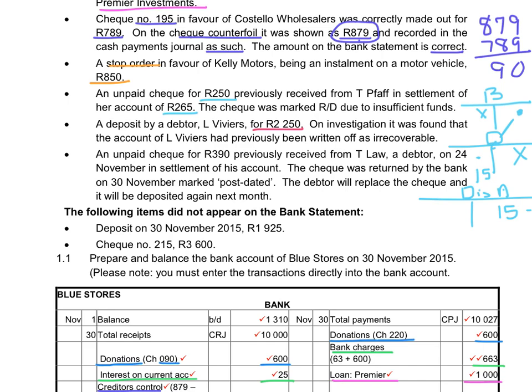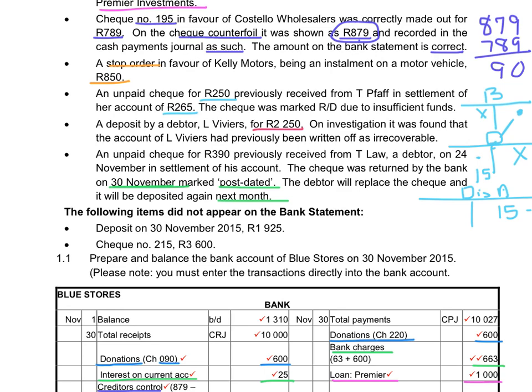An unpaid check for 390 previously received from T Law, a debtor, on the 24th of November in settlement of his account. The check was returned by the bank on the 30th of November, marked post-dated. The debtor will replace this check and it will be deposited again next month. If we receive a post-dated check, we are supposed to put this check in the safe, and only on the date on the check you must deposit the money in the bank. The bank will not pay out the money before the date on the check.